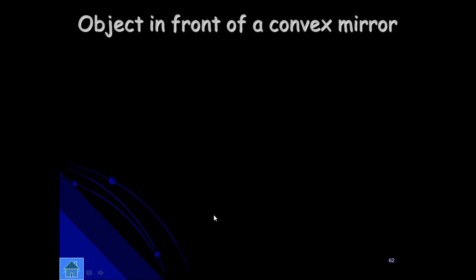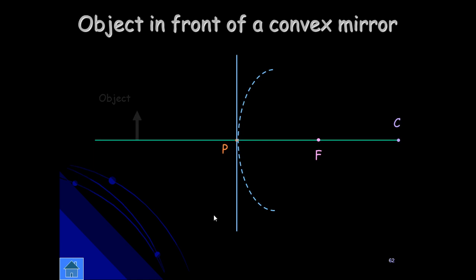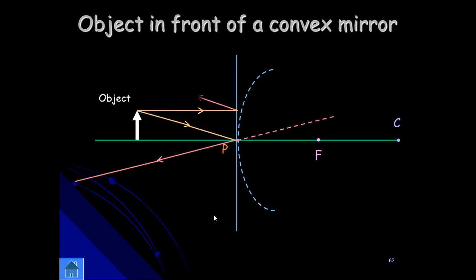Welcome to part 4 of lenses and mirrors. We were looking at the convex mirror. Just remind ourselves, put an object here. This line is the angle of incidence equals the angle of reflection, and if we bring something in that is parallel, it gets focused by the focal point and we can construct the image.